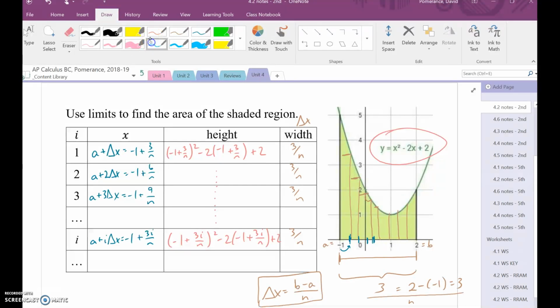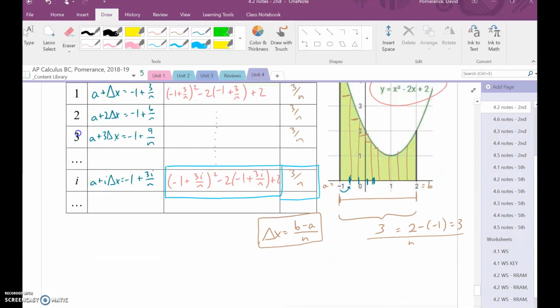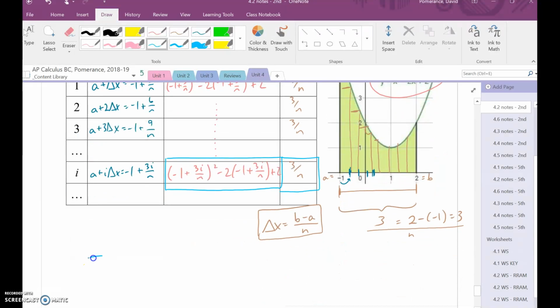So this entry right here and this entry right here are the height and the width of your generic ith rectangle. So when you multiply those together, you'll get the area of your ith rectangle. So what we're going to do is we're going to take the sum from i equals 1 to our generic n of the width times the height.